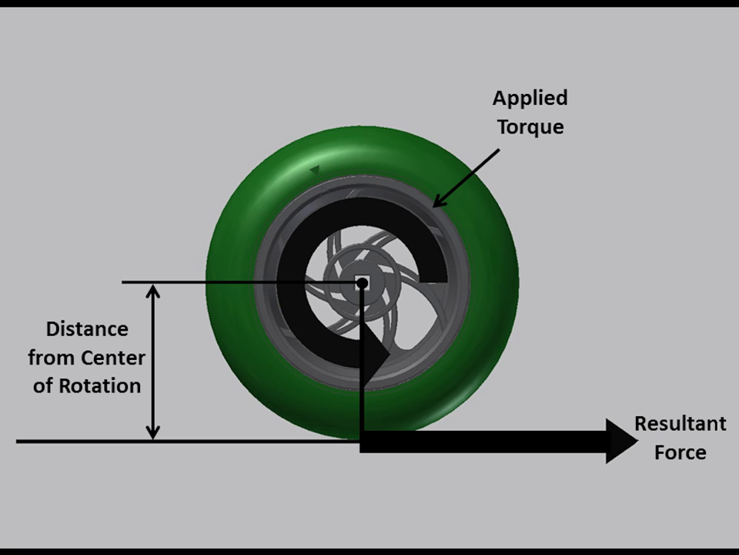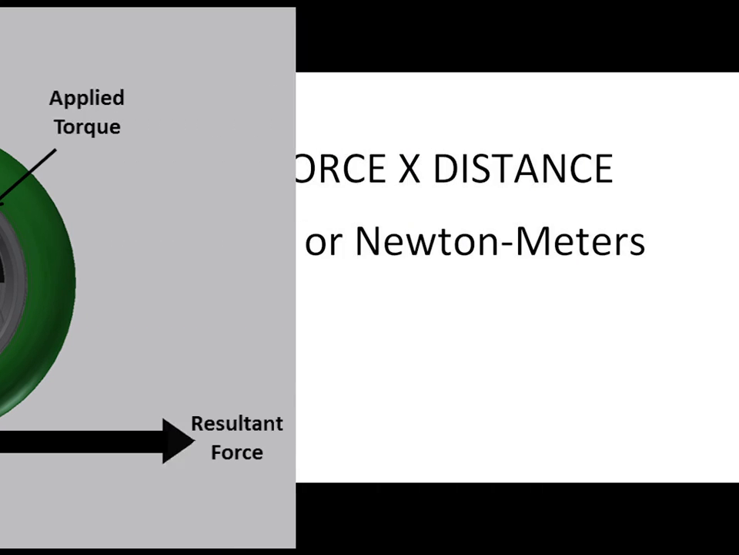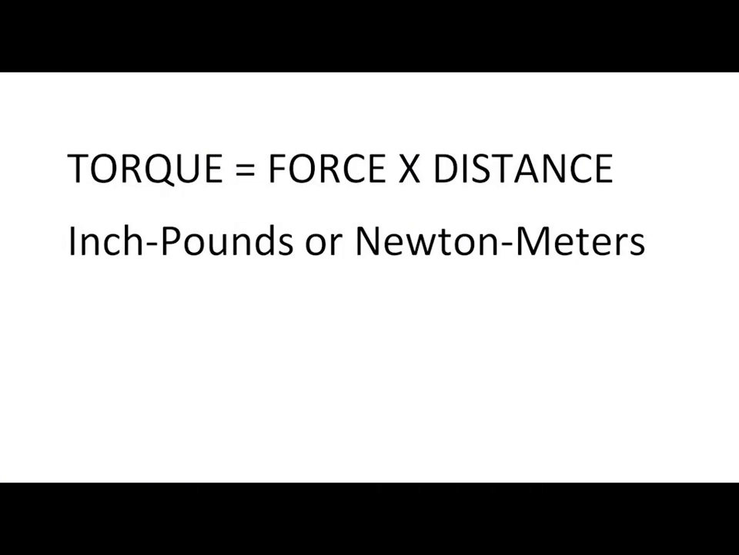Torque is a spinning force. In the instance of this wheel spinning on the ground, the torque applied to the wheel axle creates a linear force at the edge of the tire where it contacts the ground. If we look at the equation then, torque equals force times distance, and it can be measured in inch-pounds or Newton-meters.